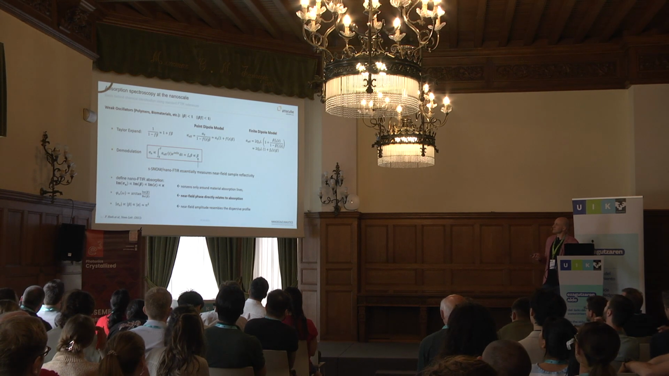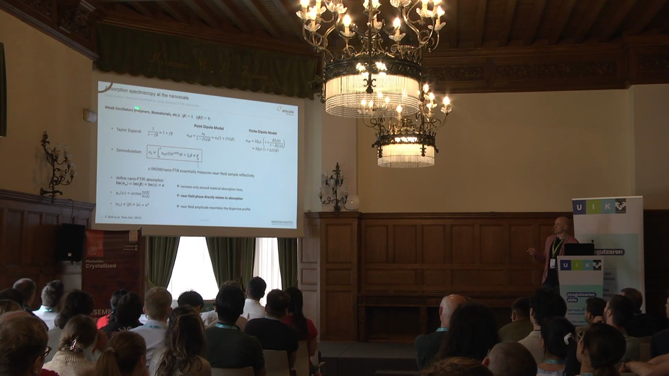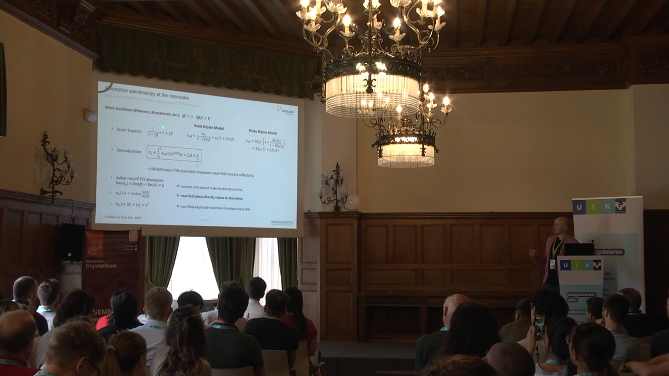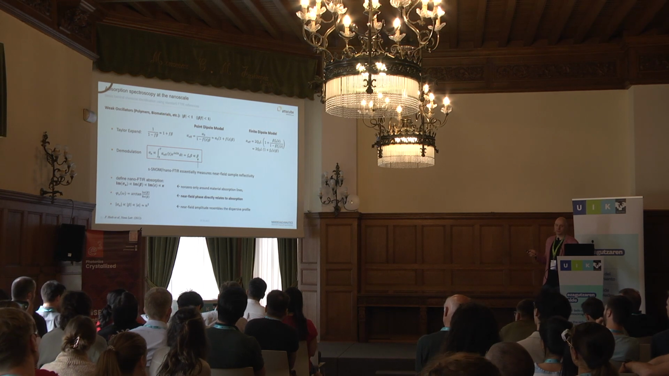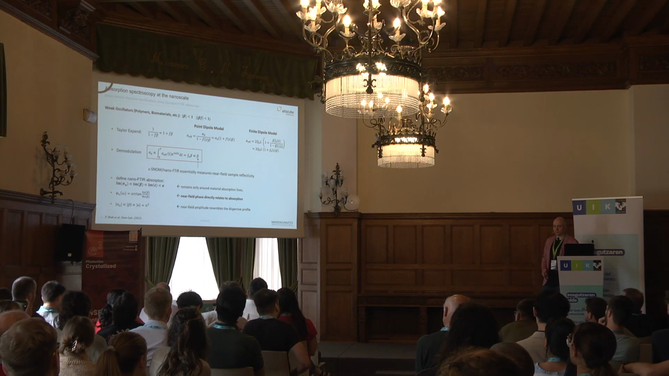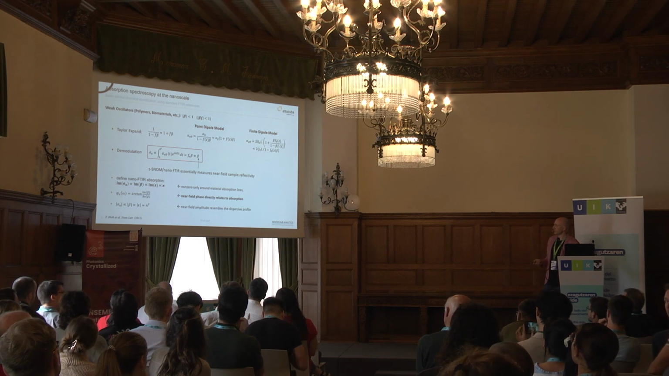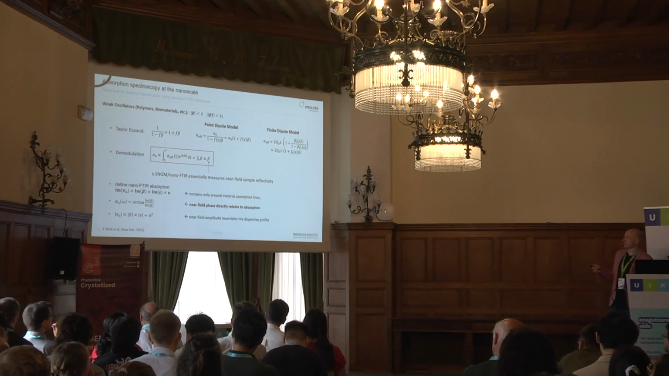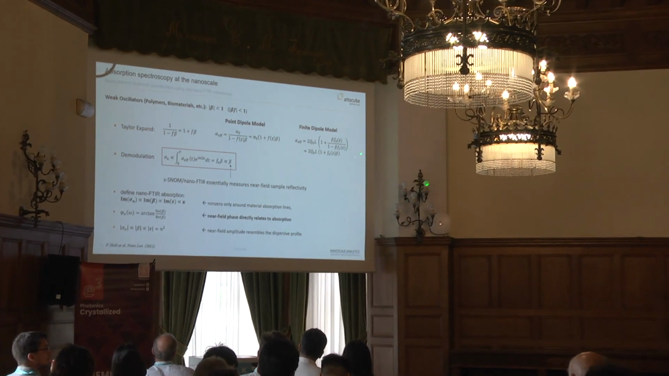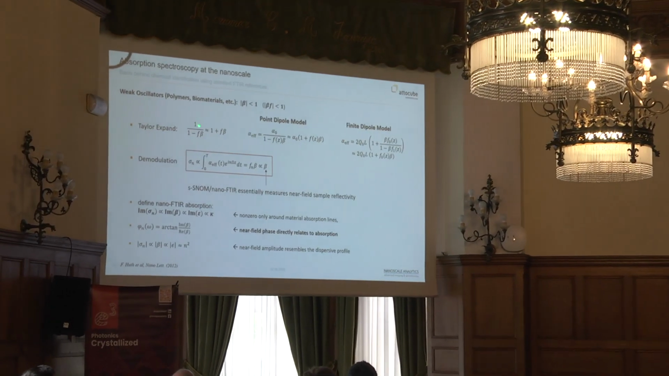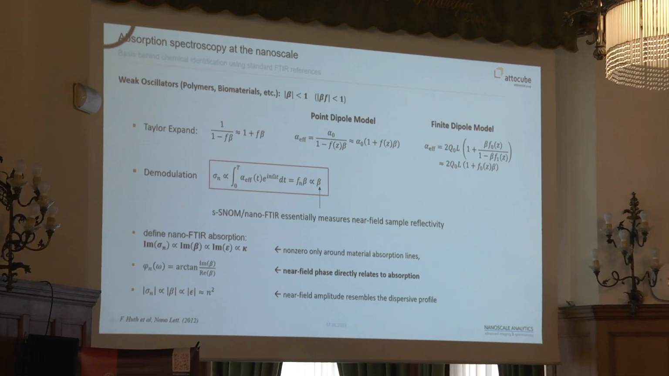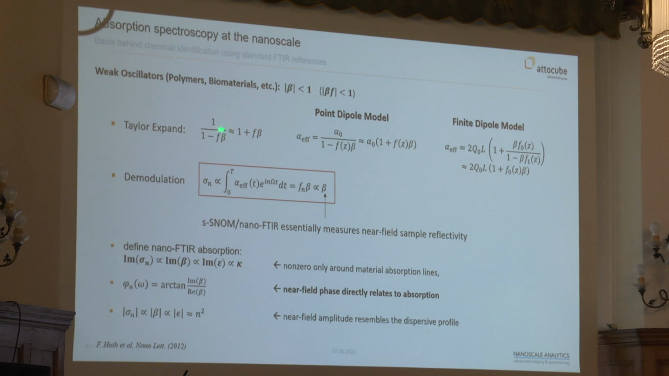Maybe quickly, there's a class of materials which we refer to as weak oscillators. So polymers, biomaterials, and so on. The dielectric function for this material doesn't drop below zero, right? So these are molecular oscillators. And what you can show is that whatever model you take, point dipole model or finite dipole model, they all have this factor 1 over 1 minus f times beta, right? And beta for weak oscillators is actually below 1.